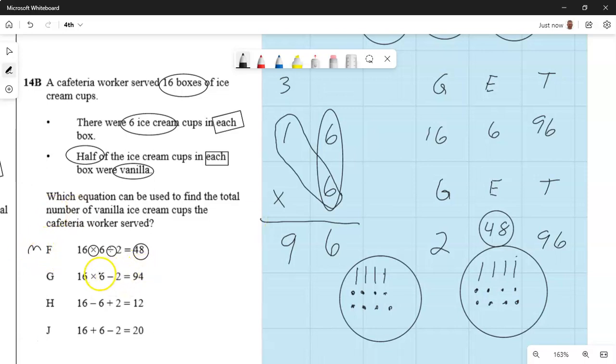I'm going to check my other ones. I did multiply 16 times 6, but I did not subtract 2 from the product. So not G. I did not subtract 6 from 16, so H is not right. And I did not add 16 plus 6, so J is not right. So the correct way to do it would have been F. 16 times 6 divided by 2 equals 48.